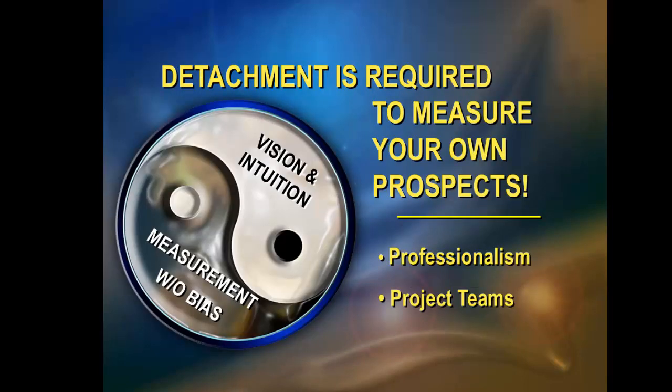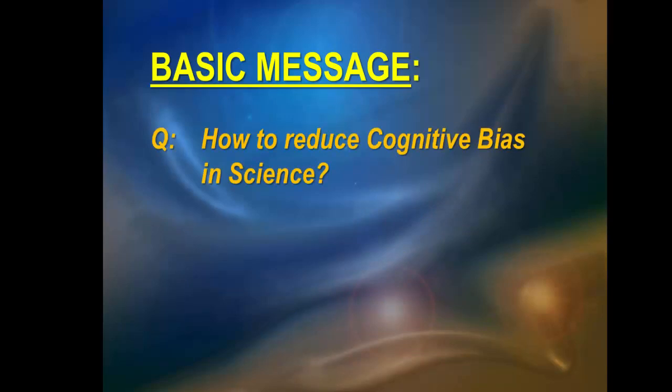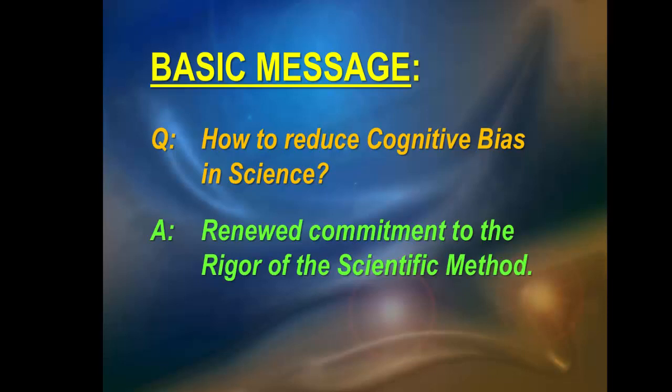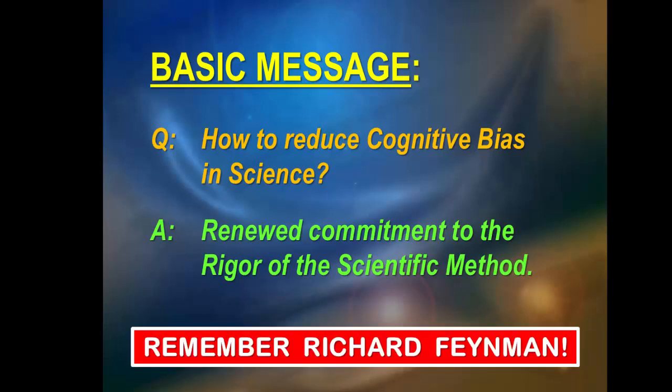Think of it as a yin-yang diagram in which those two activities have to be constantly going on and held in a certain amount of tension. You have to expect that there's some tension across those boundaries. So the basic message that I'd like to leave with you is how to reduce cognitive bias in science, our science as well as the nation's science. How do we do that? Renewed commitment to the rigor of the scientific method. Remember Richard Feynman. Thank you for your attention.